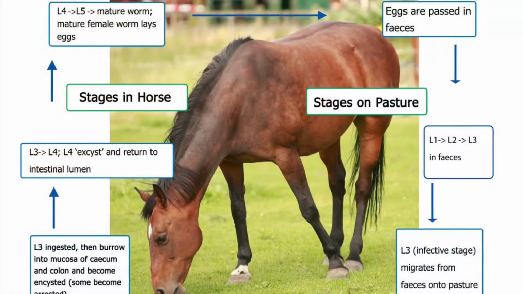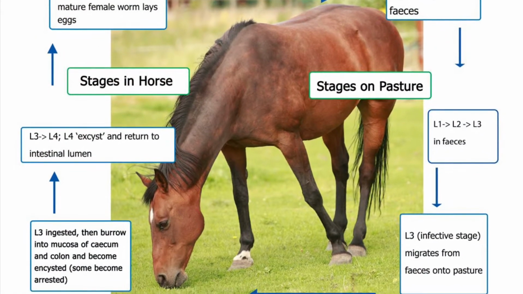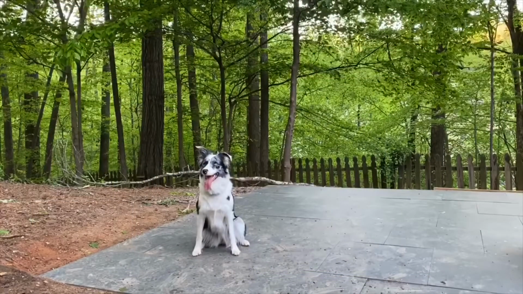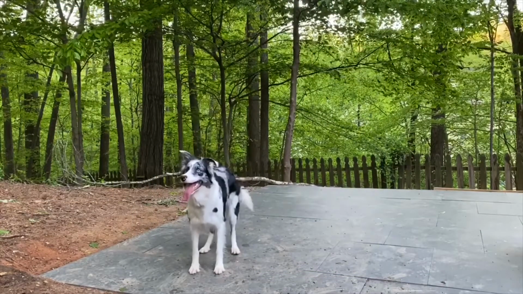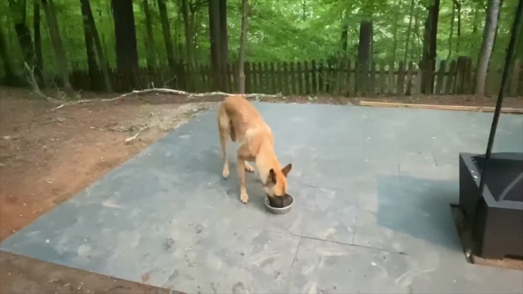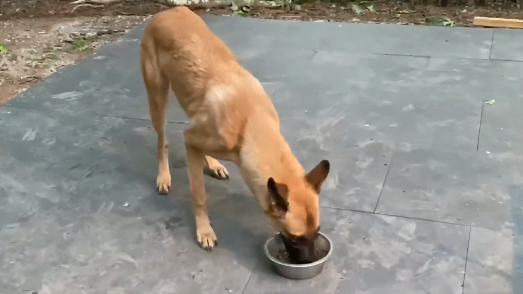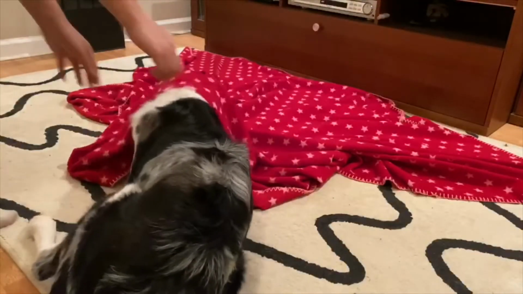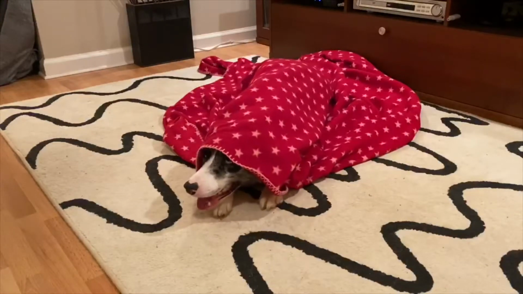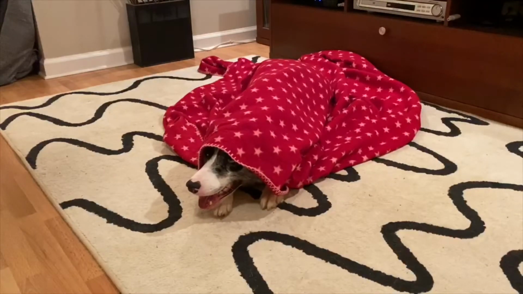The next and last 3 steps of the small strongyle life cycle occur while in the horse. During step 4, the L3 life stage worm is still immature, but during this stage, the worm becomes ingested by the horse as they eat the grass that the small strongyle is living in. While inside of the horse, the worm burrows into the mucosa lining of the cecum and colon, and they become encysted. Being encysted means that the larvae form a hard outer capsule to protect themselves while they're growing from the L3 to the L4 life cycle stage.